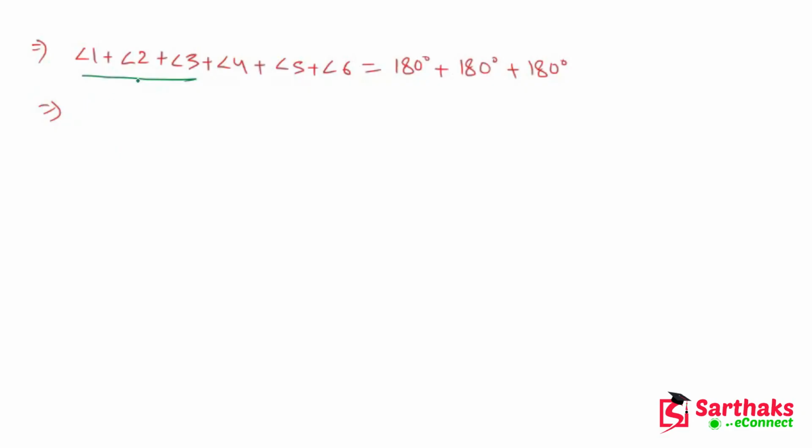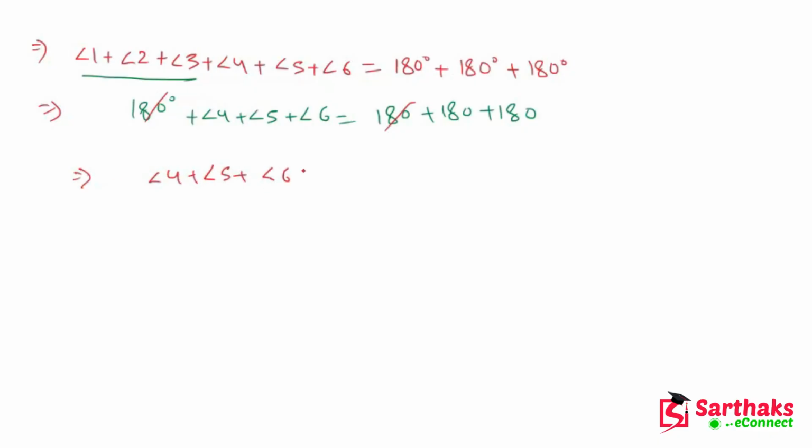So we can write it as 180 degrees plus angle 4 plus angle 5 plus angle 6 is equal to 180 plus 180 plus 180. So the 180 degrees and 180 degrees will cancel, and we get angle 4 plus angle 5 plus angle 6 is equal to 360 degrees. So we can say that the sum of the exterior angles of a triangle is 360 degrees.